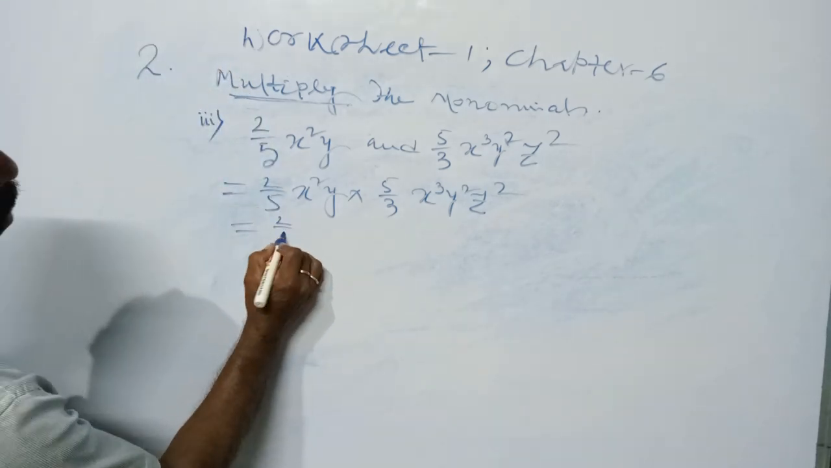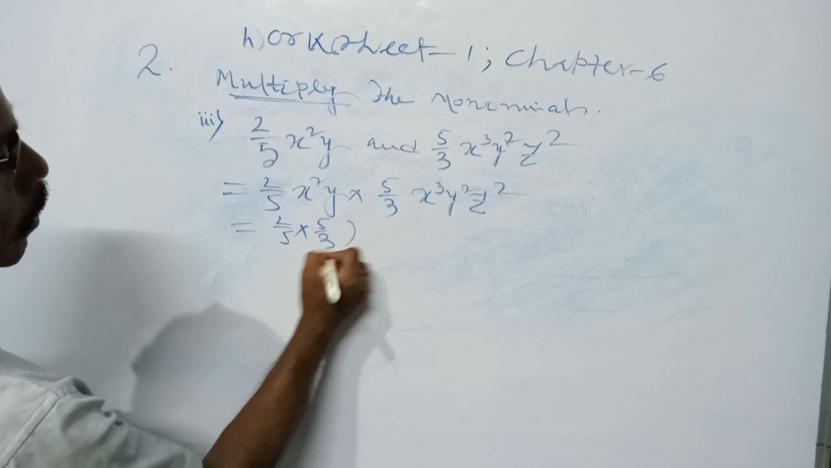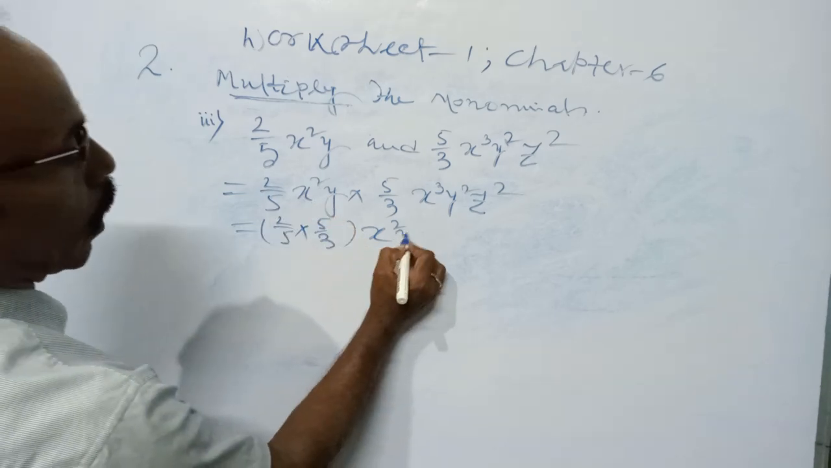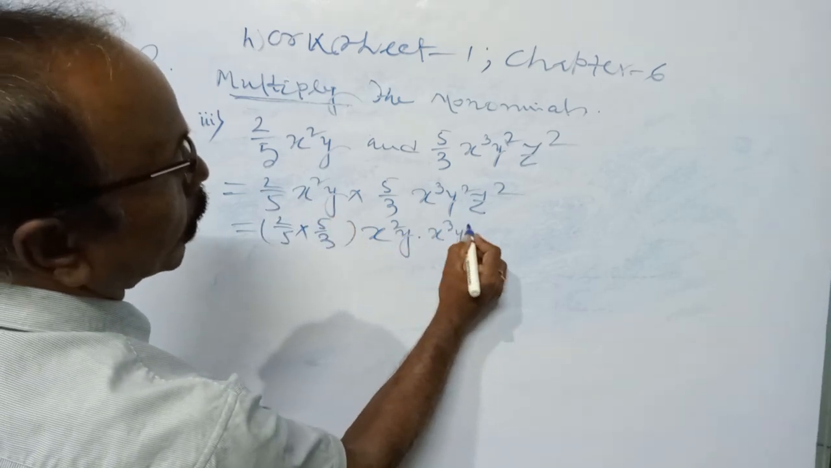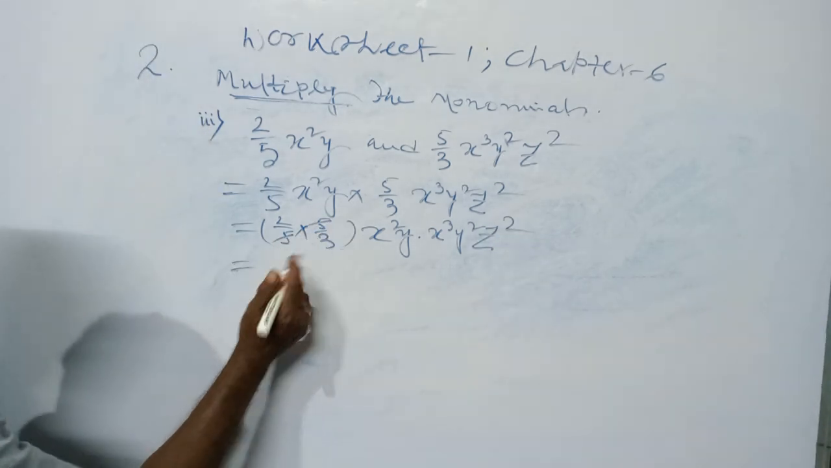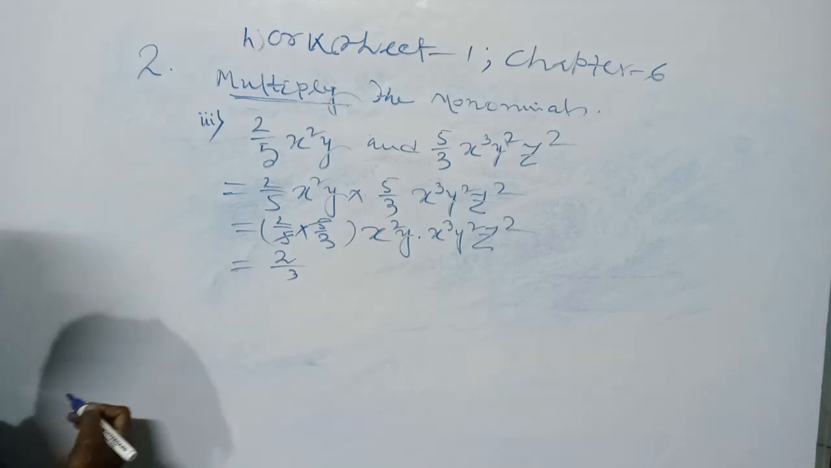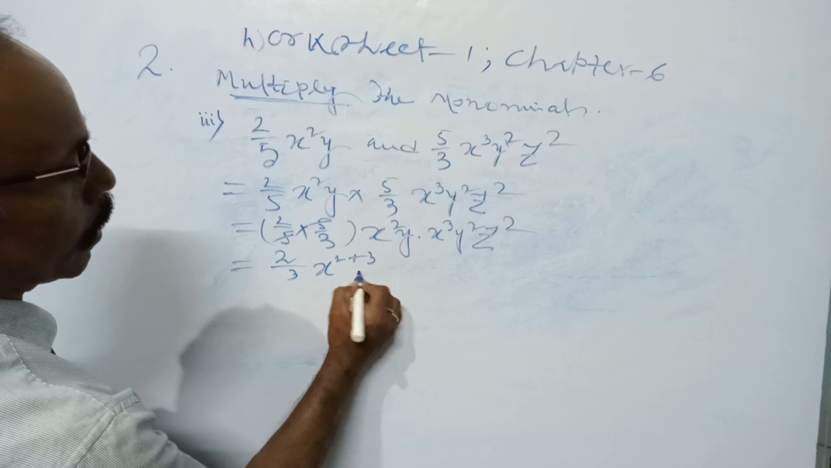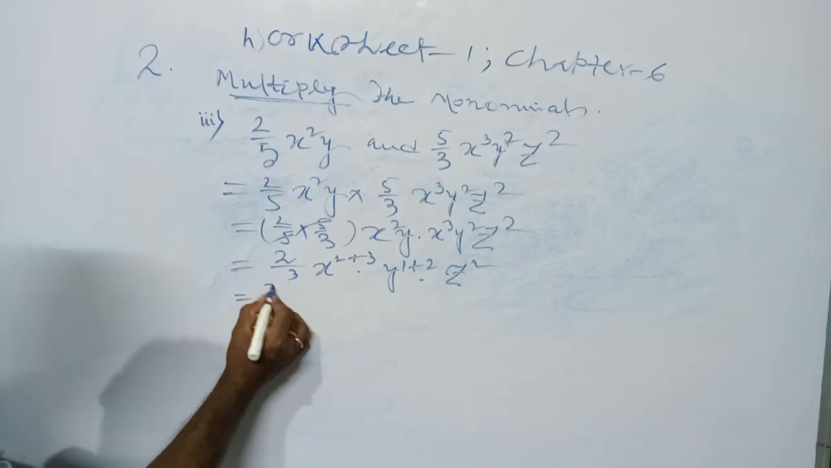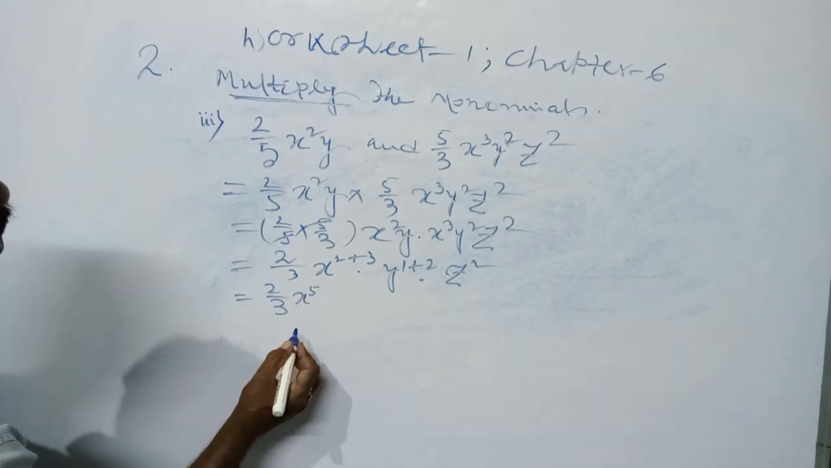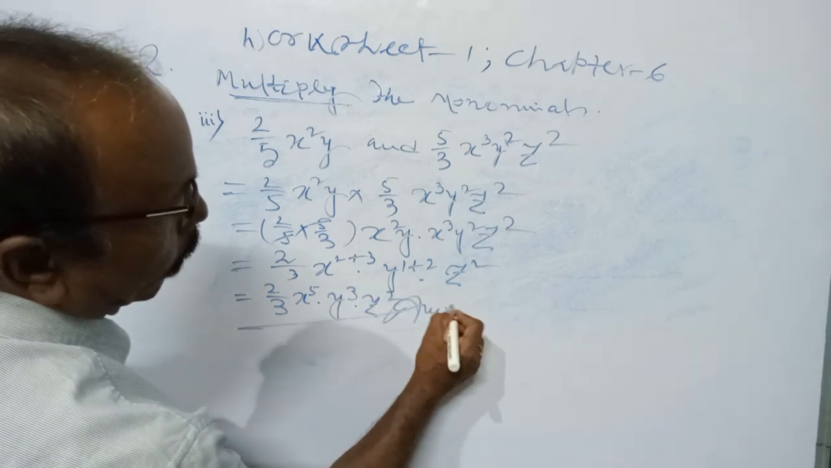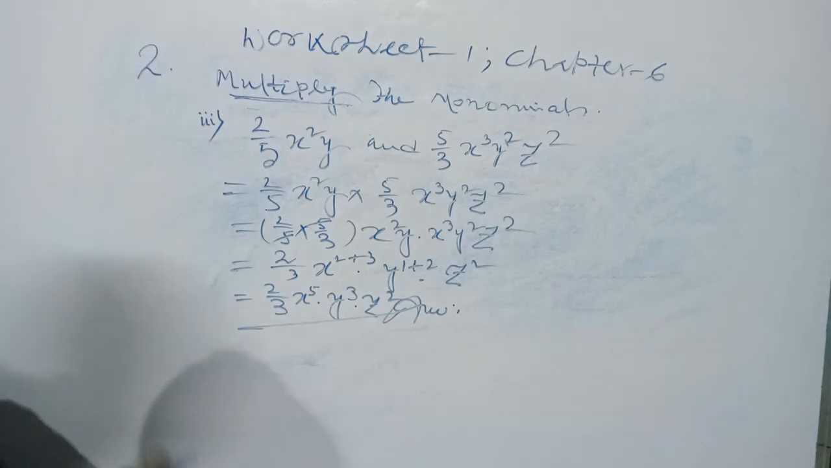Next, 2 by 5 into 5 by 3. This will be in bracket as it is, x square y, x cube y square z square. My dear student, 5 and 5 are also crossed. Now 2 divided by 3, x to the power 2 plus 3 into y to the power 1 plus 2 into z square, is equal to 2/3 x to the power 5 into y to the power 3 into z square. This will be the required answer. Am I clear?